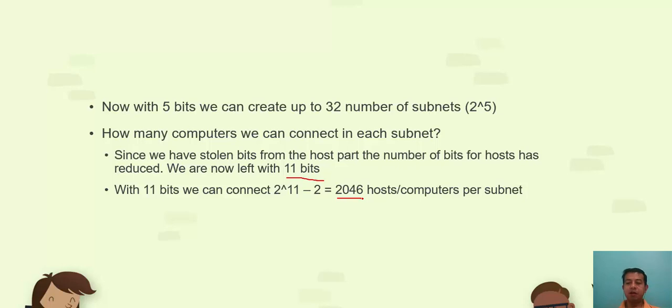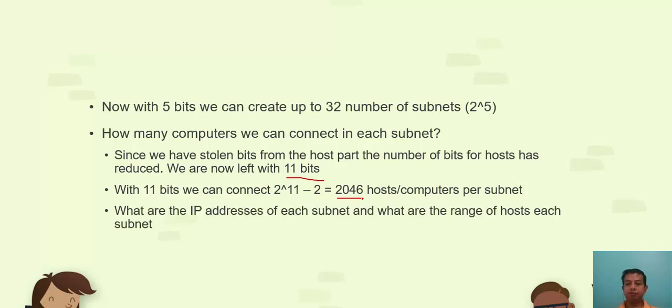So see the same thing. Originally, with one IP network, I can connect 2 to the power 16 minus 2 computers. Now with this design I have 30 subnets where I can connect 2046 computers in each of these subnets.